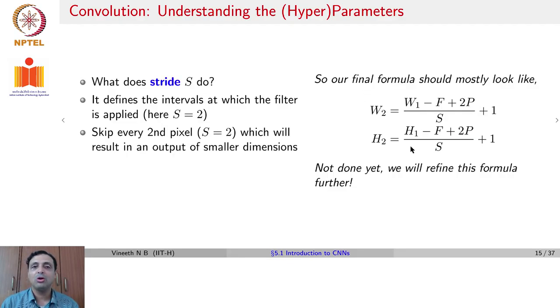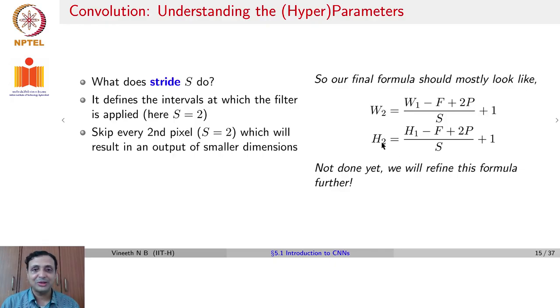And this is another way in which the size of your output image gets reduced. And your new formula now with the stride included becomes W2 is equal to W1 minus F plus 2P, which is what we had earlier, which is now divided by S, the stride. Since the stride along the columns and the rows are the same, you use the same S. Technically speaking, the strides could be different between the rows and the columns, but in practice, it's generally retained as the same value.